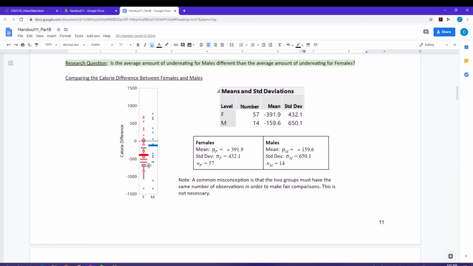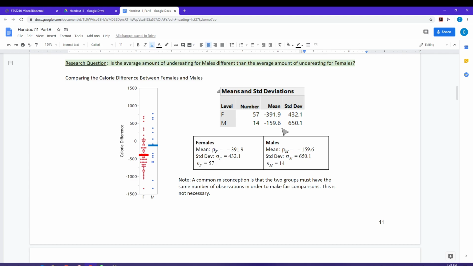So here we have a stacked or side-by-side dot chart. The females are on the left with the red dots, and males are on the right with the blue dots. 0 indicates that they're on target. We can see that both of these averages are below 0. Their exact values can be computed in JMP by selecting means and standard deviations. We can see females are undereating by about 400 calories, and males are undereating by about 150 calories.